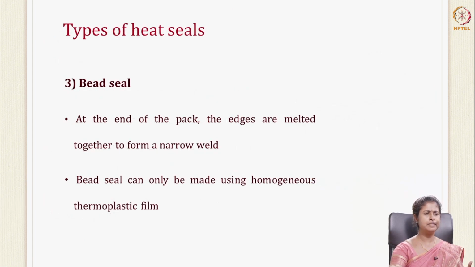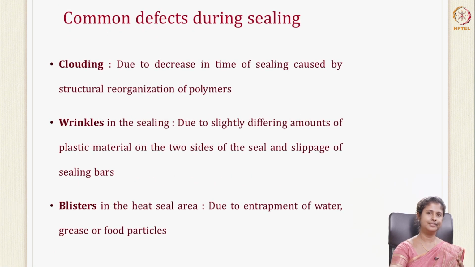A third type is your bead seal. So this is usually done at the end of the package. The edges are melted together to form a narrow welt. And this is usually made using a homogeneous thermoplastic. The first two are the most common that you use in the food industry. We'll end with the common defects during sealing.